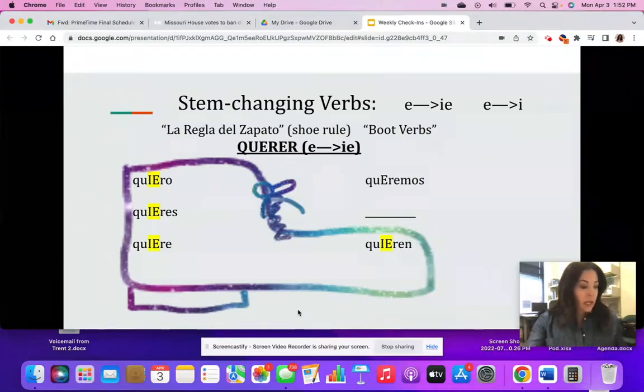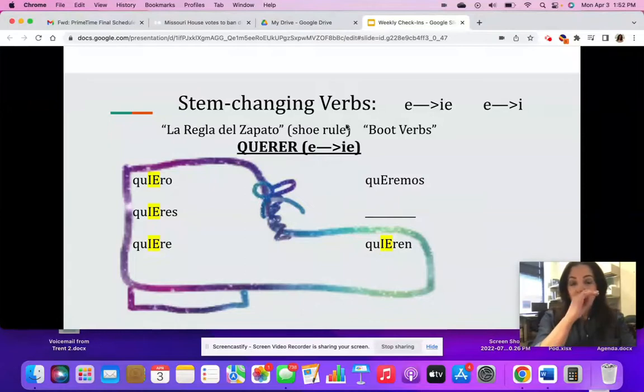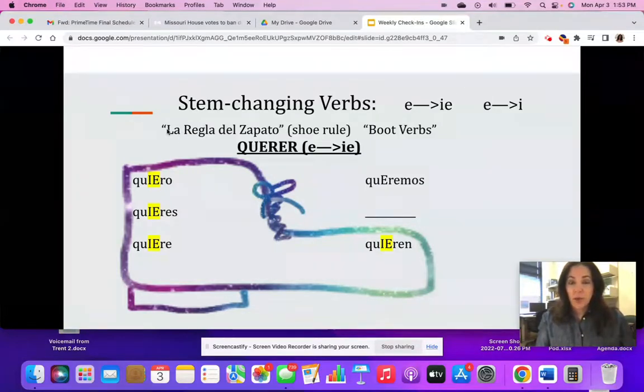So, esta semana vamos a estudiar otra categoría de verbos, more stem changing verbs. Last week we learned the O to UE verbs. This week we're going to look at the verbs that have an E in the stem. There's two categories of verbs. We have verbs that are E to IE and then verbs that are E to I. So we're going to have the same regla del zapato, shoe rule, or these are also boot verbs.